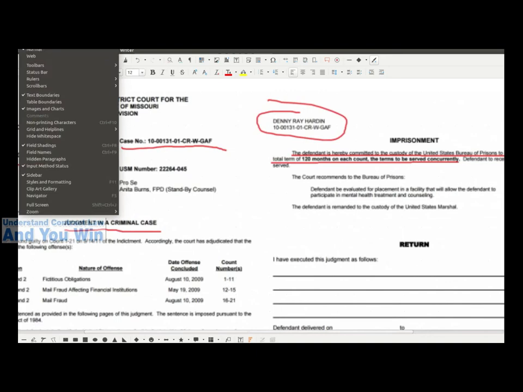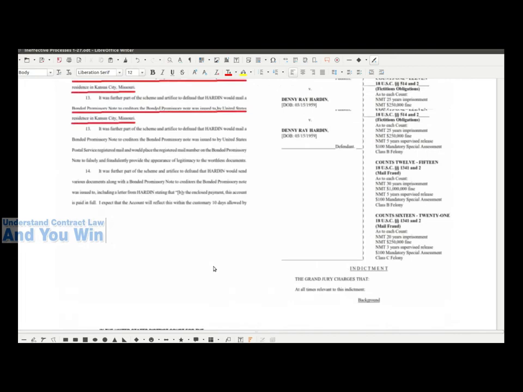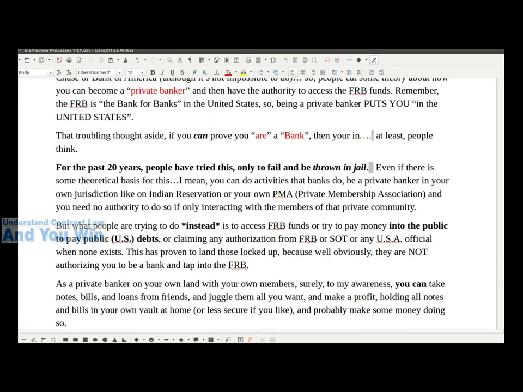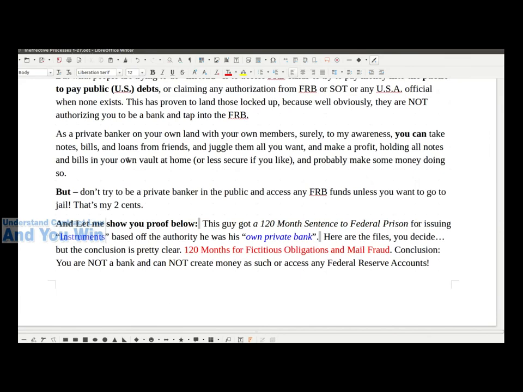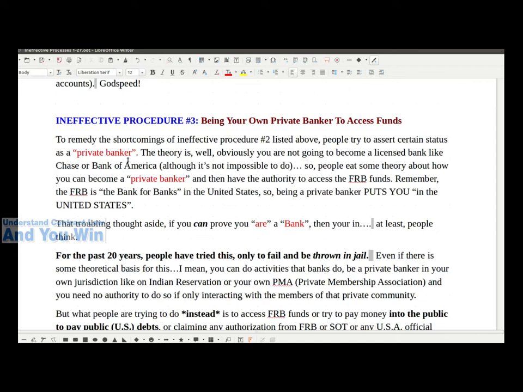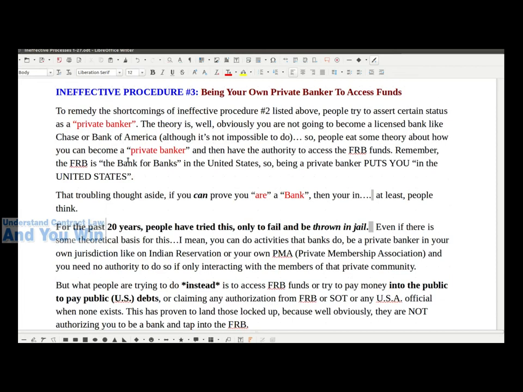Alright, so that should be enough proof telling you not to do this. That's basically it. There are others. I've spent well more than a year trying to write all this up and show the proof and put the little circles and lines under everything, but there are many more instances of people going to jail for being their own banker and claiming that they're issuing money instruments under the authority of being their own bank.